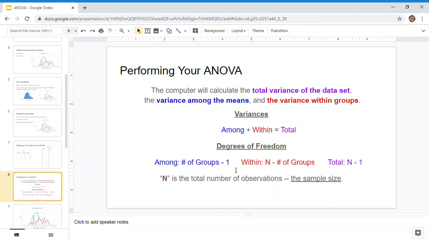And the degrees of freedom for these variances are the number of groups minus 1, and the sample size minus the number of groups. When you add those two degrees of freedom together, you get the sample size minus 1. And of course, it's the sample size.